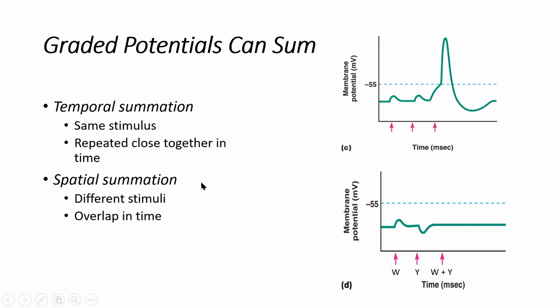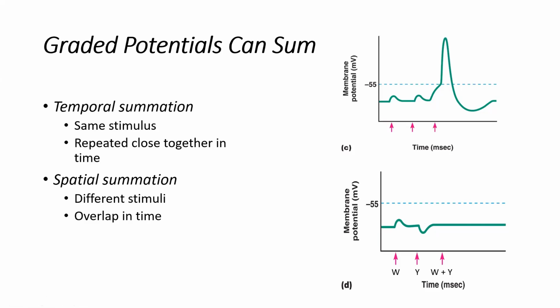Spatial summation, on the other hand, is where we've got stimuli happening in different spots on the neuron, but they're happening at the exact same time. And once again, we can combine or add or sum those varying stimuli and determine whether or not we get to threshold again. In this scenario at the bottom, because one is a depolarizing event and the other is a hyperpolarizing event, we actually get right back to rest, which is basically those two stimuli canceling each other out. So summation is basically this idea of being able to collectively add stimuli together.